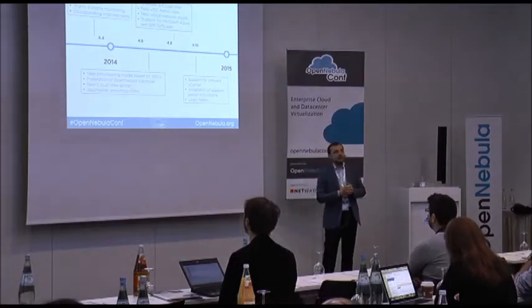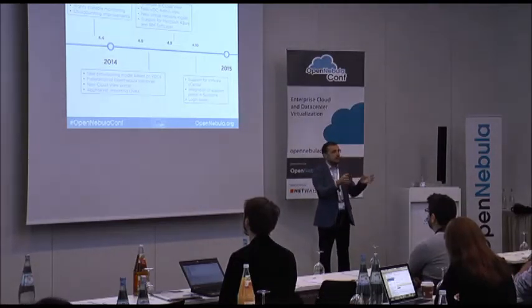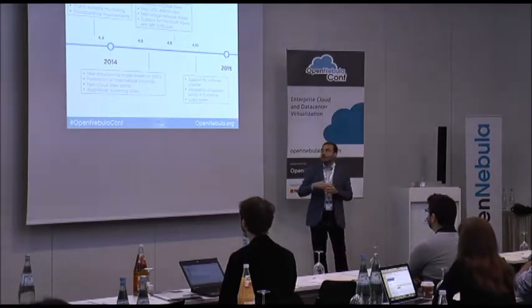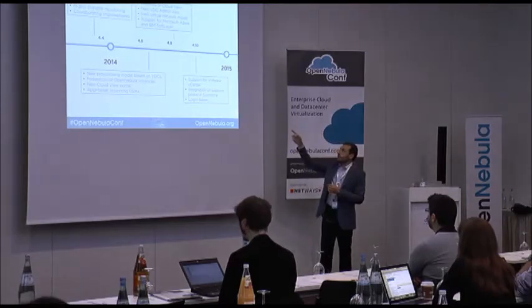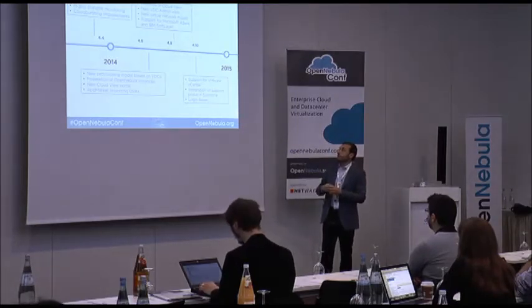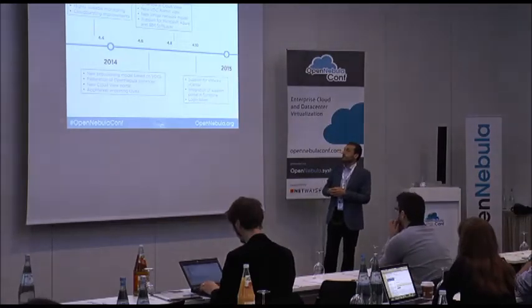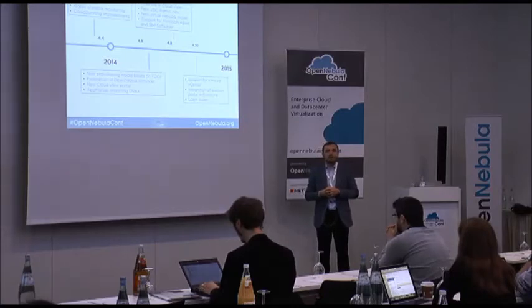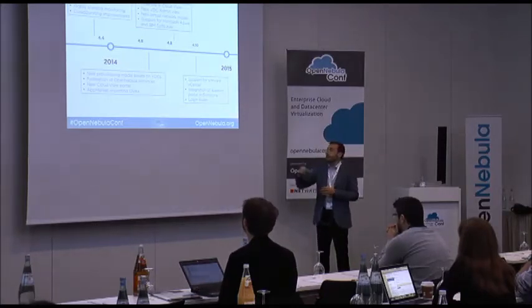So with OpenNebula, now you can do cloud bursting or hybrid cloud deployments, not only with Amazon, but now also with Microsoft Azure and IBM SoftLayer. In 4.8, that was released a few weeks ago, we incorporated support for VMware vCenter. So you can easily build a cloud on top of a vCenter deployment.